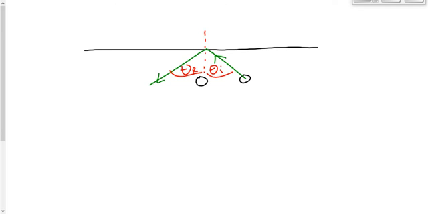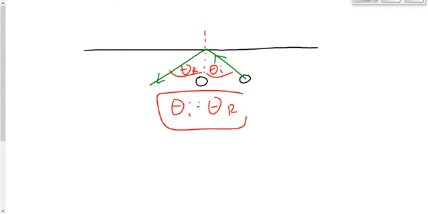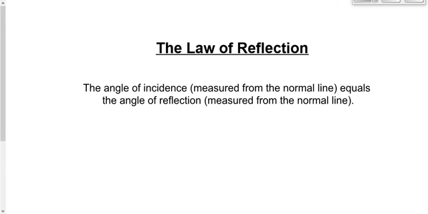When we have a billiard ball bouncing off the side of the billiard table, or a light photon bouncing off the side of a mirror, the angle of incidence will always equal the angle of reflection. That's a fundamental law of physics that we call the law of reflection. The angle of incidence as measured from the normal line will equal the angle of reflection as measured from the normal line. Theta I is equal to theta R.